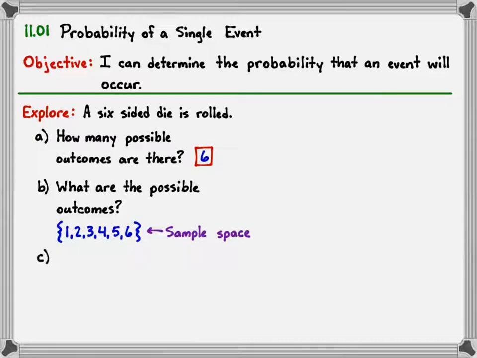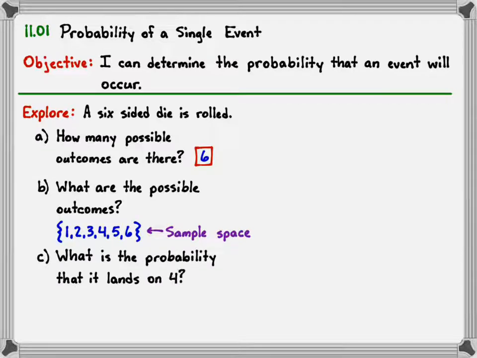All right, so for part C, it says, what is the probability that it lands on 4? Well, that's pretty easy. How many times does it land on 4? Well, it only lands on 4 one time, and there are 6 possible outcomes. So I like writing the spaces out. This is called the sample space.